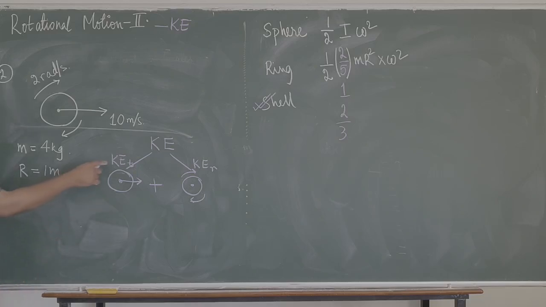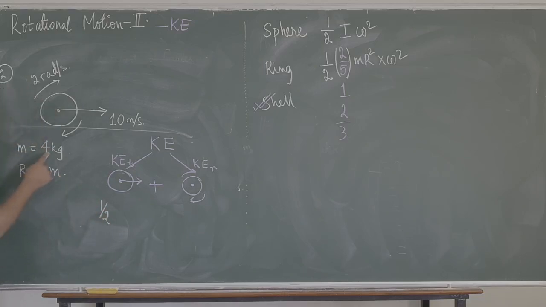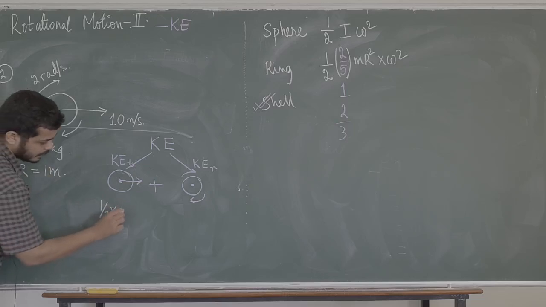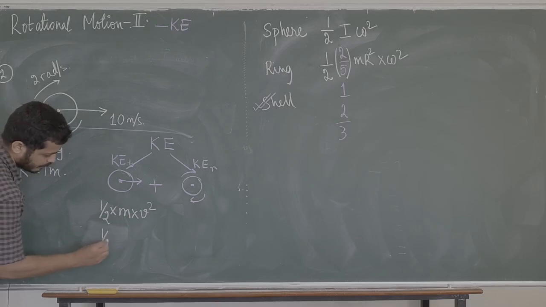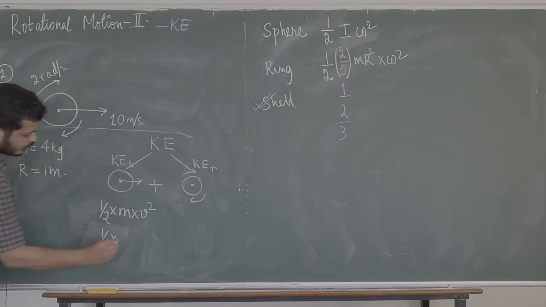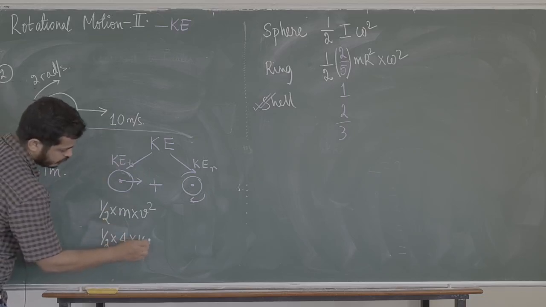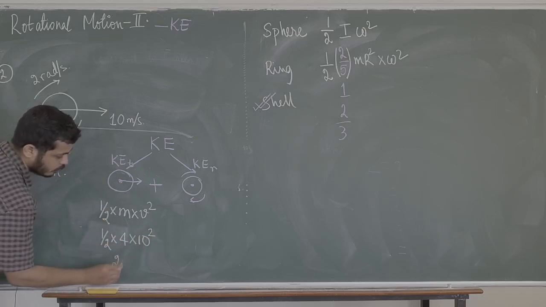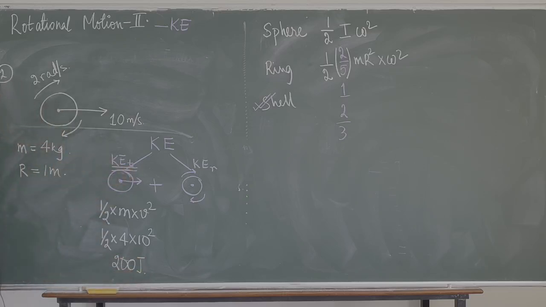So, in this case, the kinetic energy of translation is how much? The kinetic energy will be half. Mass is 4, so you will just write mass into velocity squared. So that is half. The mass is how much? 4, so you just write 4. Velocity squared, that is 10 squared, that makes it 200 joules. This is the kinetic energy of translation.